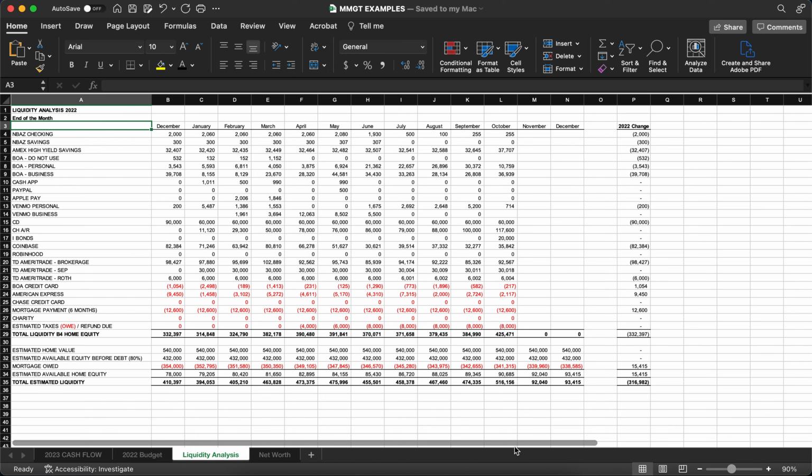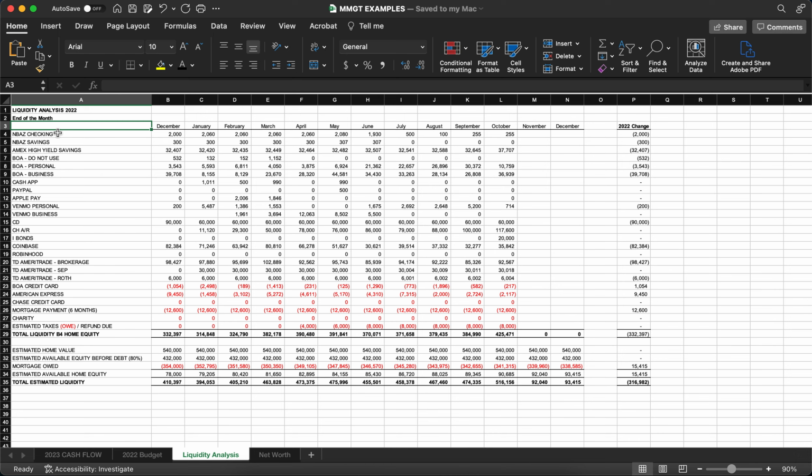Okay, guys, I now want to go over the liquidity analysis example so that you guys can put together your own liquidity analysis from the template I've provided. For this example, you can see it goes through October. On the left-hand side, all of the liquid assets and liquid liabilities are listed.